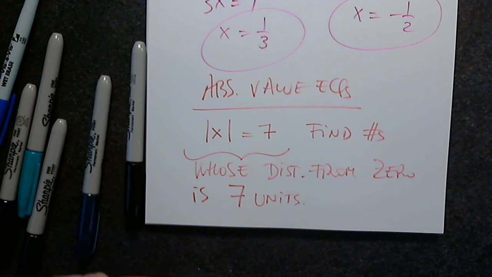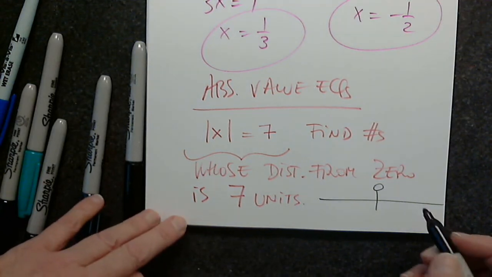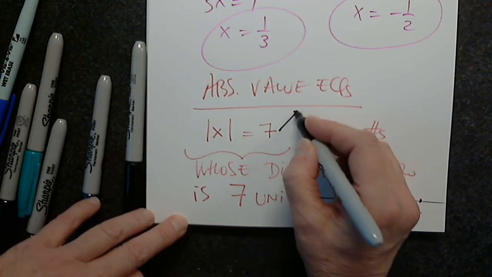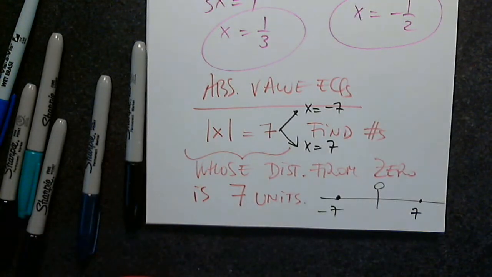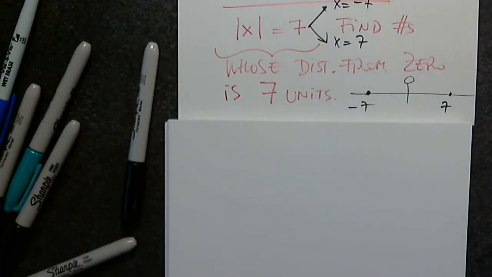Okay, so remember the real line, 0 is here. Where will I find numbers whose distance from 0 is 7? 7 and -7. That's it. So this equation then has two solutions, -7 and 7. This is the idea behind absolute value equations. Of course, there are several situations. I just want to mention a couple.